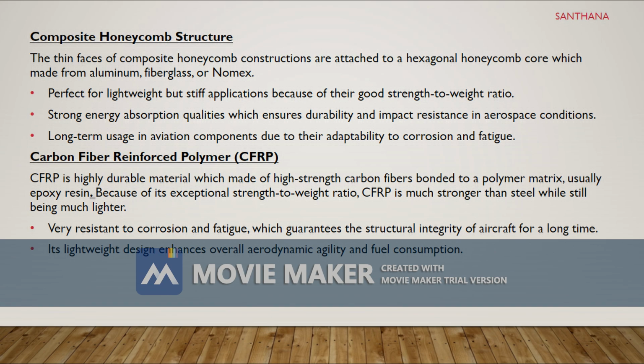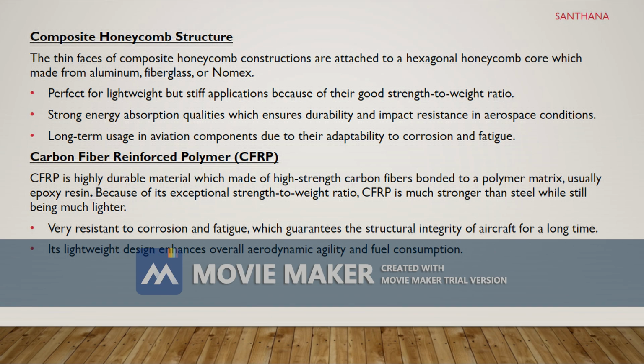Firstly, we have the composite honeycomb structure. This material has thin face sheets attached to a hexagonal honeycomb core, which is usually made of aluminum, fiberglass, or Nomex. It's perfect for applications that need to be lightweight but still strong. Plus, it absorbs energy well, making it durable and impact resistant. On top of that, it's highly resistant to corrosion and fatigue, which is why it's widely used in aviation components.